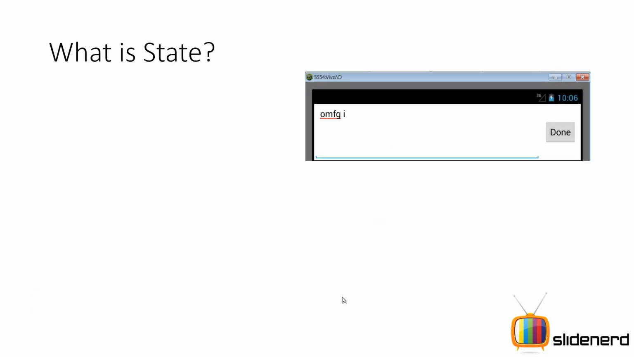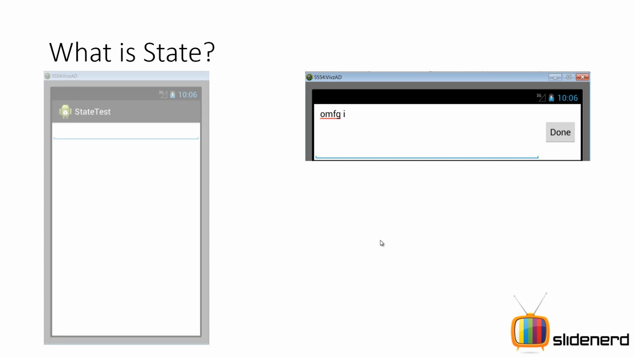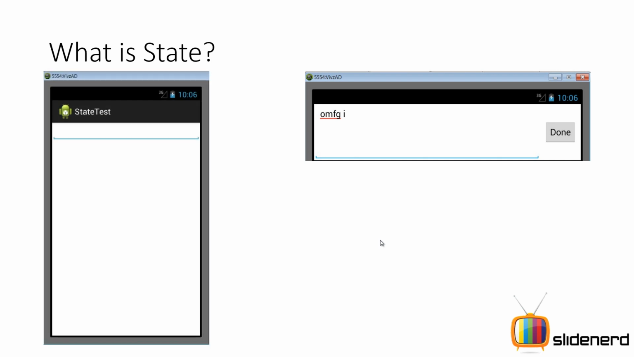You have a simple app over here that has an edit text. You're typing something like OMFG, but suddenly you rotate the screen and take a look what happens. That text is gone. That information is not saved. So how will your user feel, or how will you feel as a user? You will get frustrated. You will probably delete the app, right?